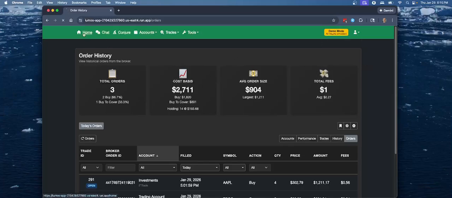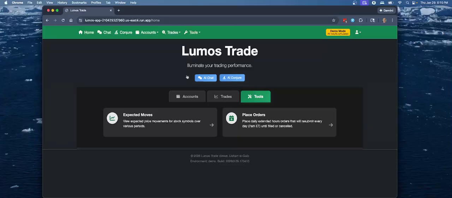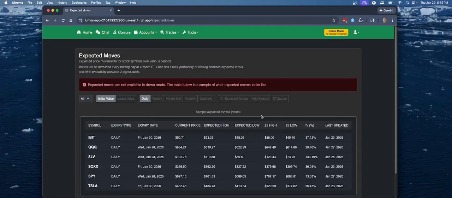Let's go back to the home page. If you go to the tools, here's another feature. Again, I would never have created this if I didn't have the AI superpower. I just had this idea, and I swear maybe an hour later this feature was up and running. These are daily expected moves, and you can do weekly, monthly, quarterly.